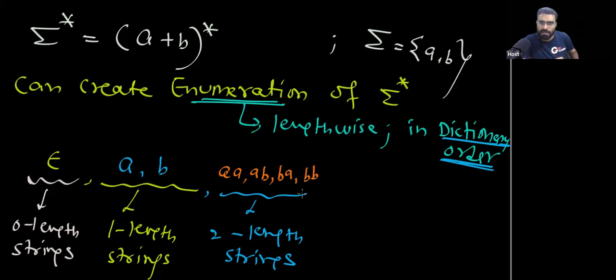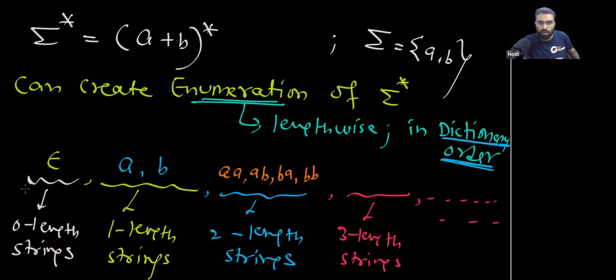Yes or no? Is this clear? So these are the 2 length strings. Very simple. Then you put all the 3 length strings. Then you put all the 4 length strings. Then you put all the 5 length strings, and so on. And you put them in the lexicographic order, means in the dictionary order. So this is your enumeration.